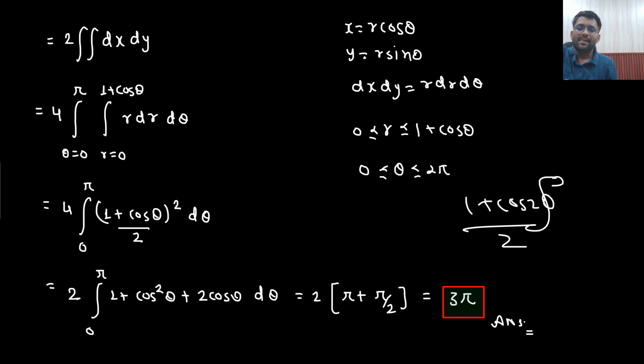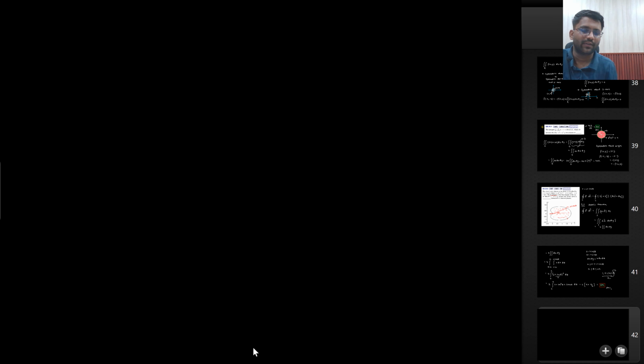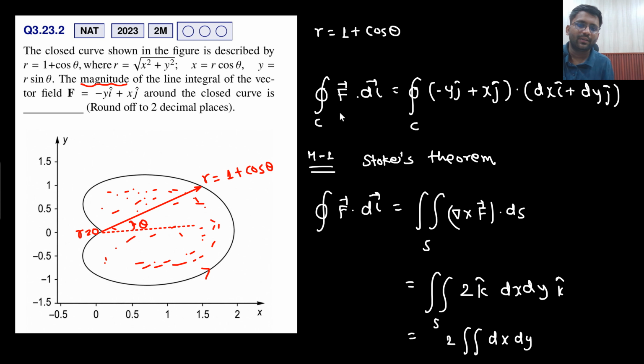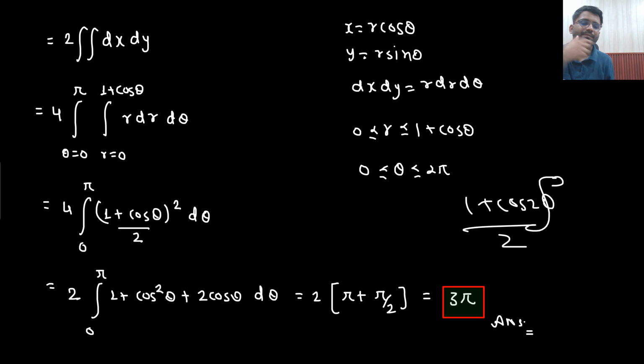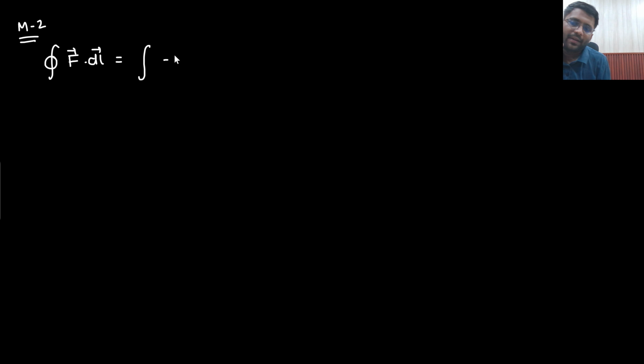Okay. Now method 2. I will directly solve from here. So what will I do? I will solve with method 2. What is your method 2? What you are supposed to calculate? You are supposed to calculate F dot dl, which is minus y dx plus x dy.